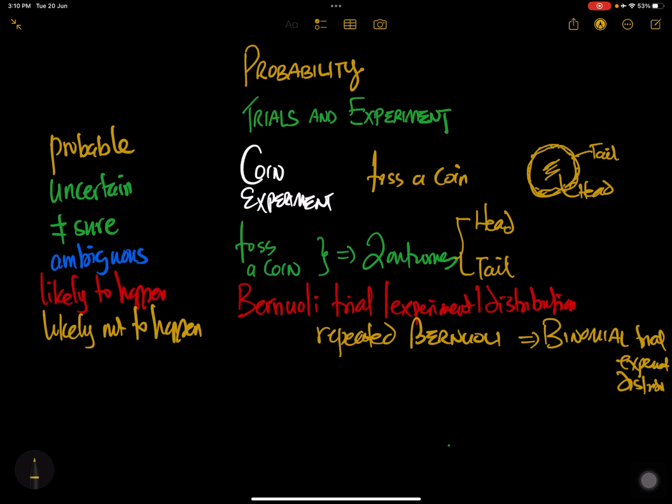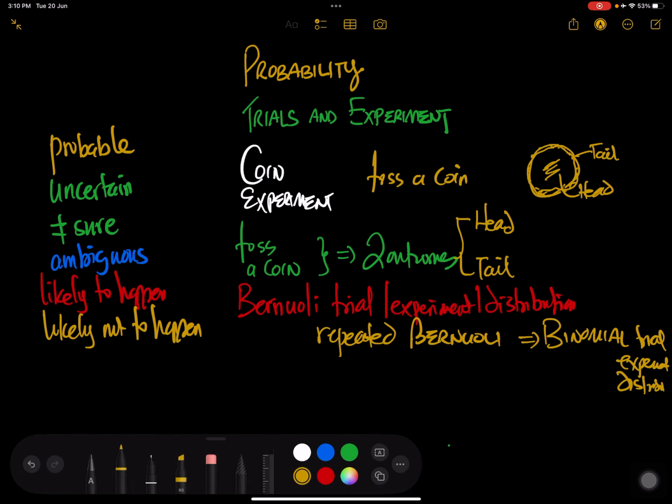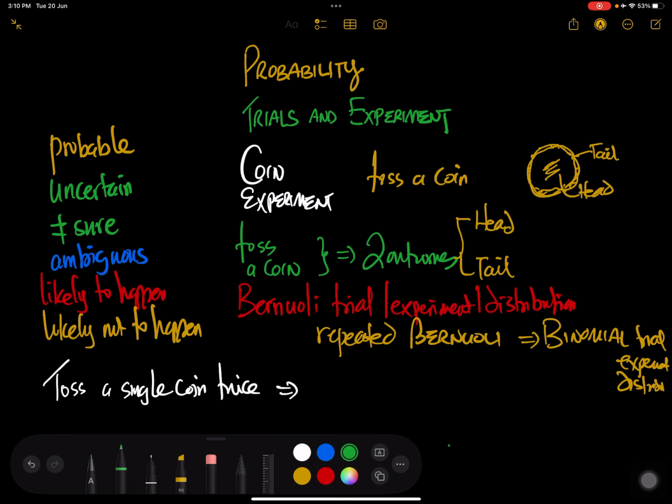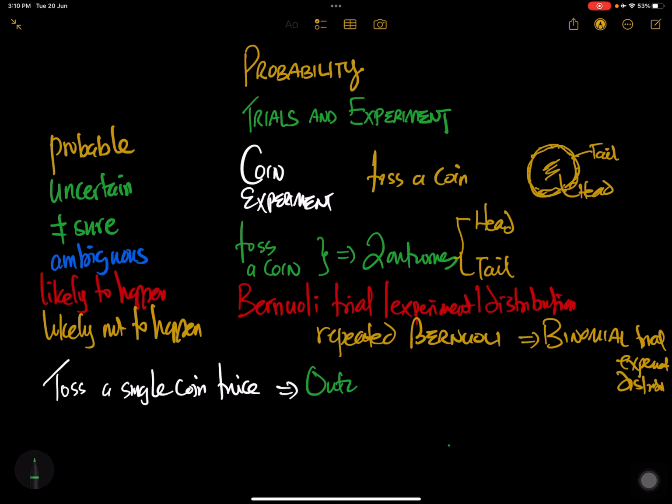Now, let's imagine that we are tossing a coin twice. What will be the possible outcomes? Let's say we toss a single coin, and we toss it twice. What will be the outcome? We don't know. To be able to do that, even with a single coin, we said that the outcome is only two. So it's a formula. We have 2 exponent n.